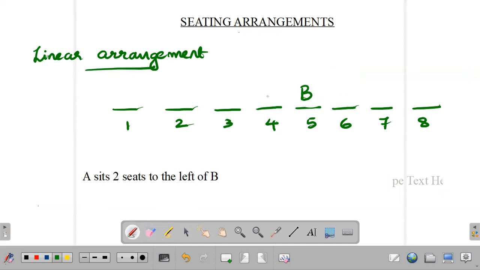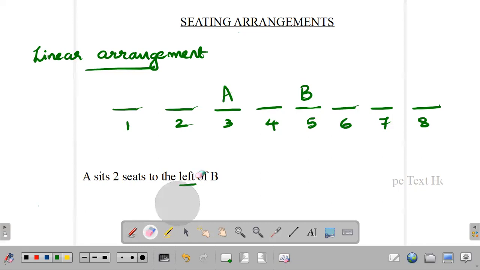Now suppose A is sitting in 4 and B is in 5. By how many seats are they displaced? 1 seat. Direction wise, 1 seat to the left. So likewise, the count is made like this: 0, 1, 2. So it should be in seat number 3. When I say 2 seats to the left of B, if B is in 5, A should be in 3. 0, 1, 2. Is it clear to all?